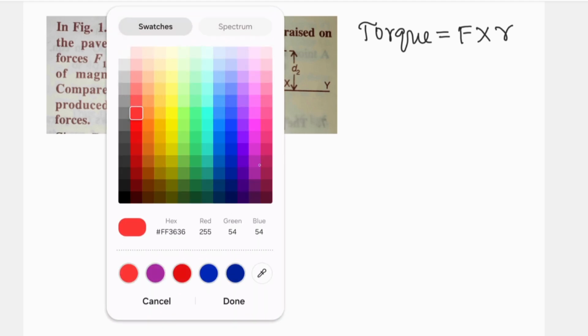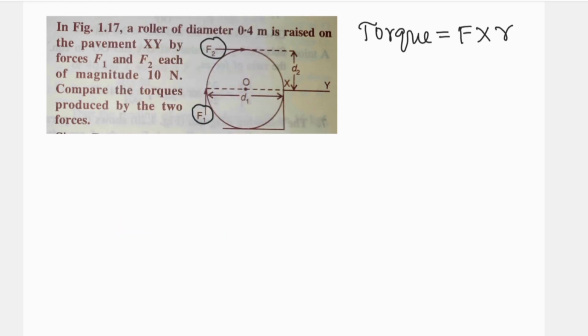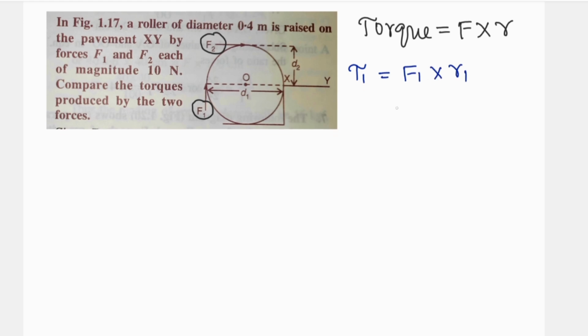But let us see the perpendicular distance. This is going to play a crucial role here. So let us say the torque produced by the F1 force is tau 1. It is going to be F1 into R1. As per the question, F1 and F2 are both the same. How much is it? It is given as 10 Newton each. So this is 10. Then R1 is going to be how much?